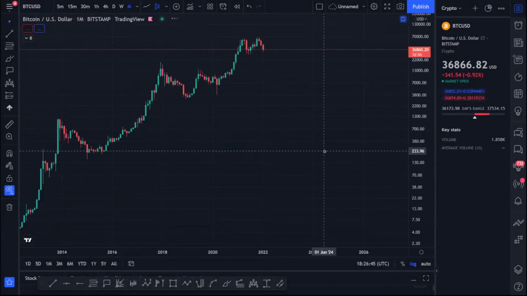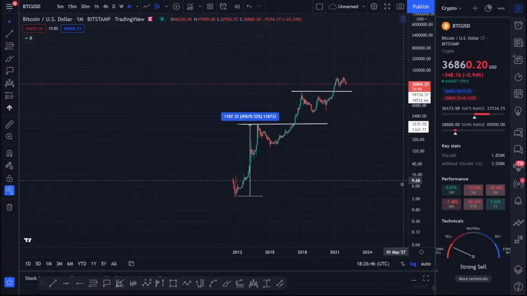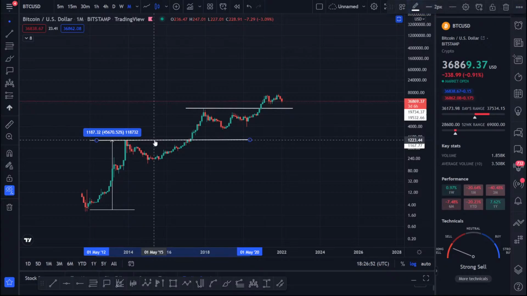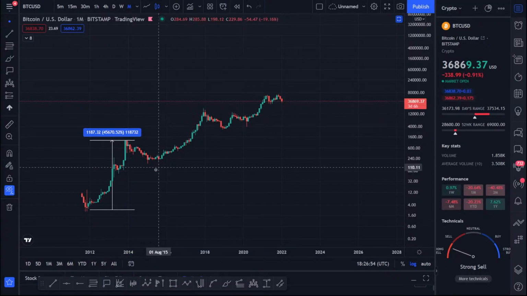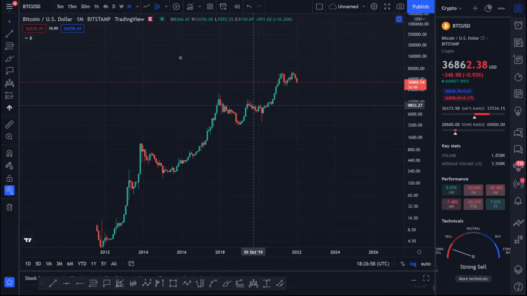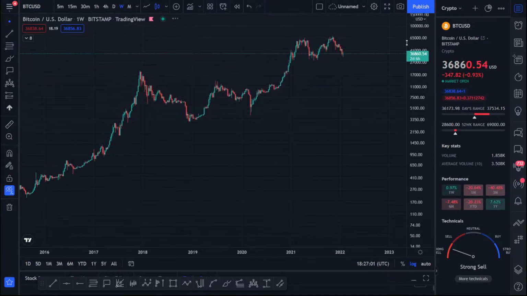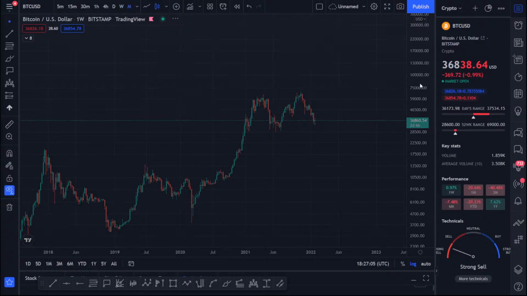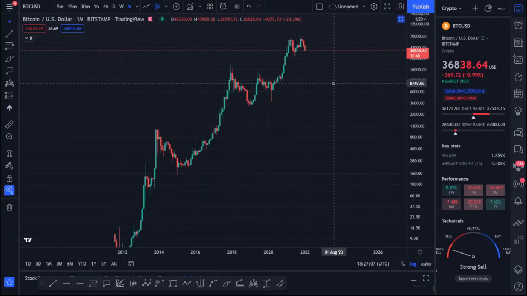Now let me show you another chart for Bitcoin. This chart, yeah. And you can see with this chart, let me take these off. It's the same chart, same thing, but in the monthly time frame. Look, it's the same chart. Same pattern, same everything, but we are looking at it in the monthly time frame.